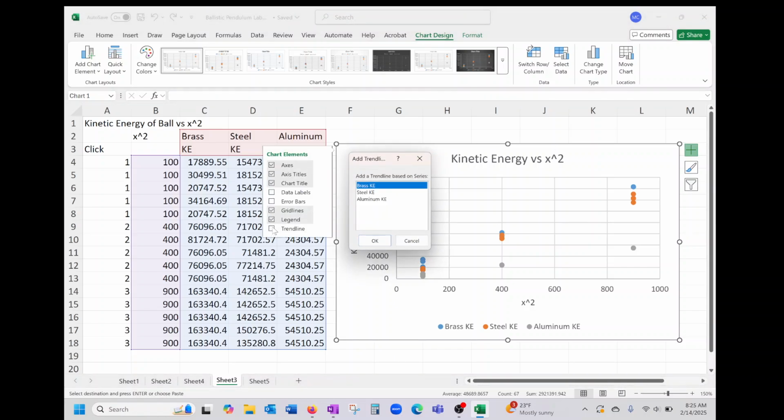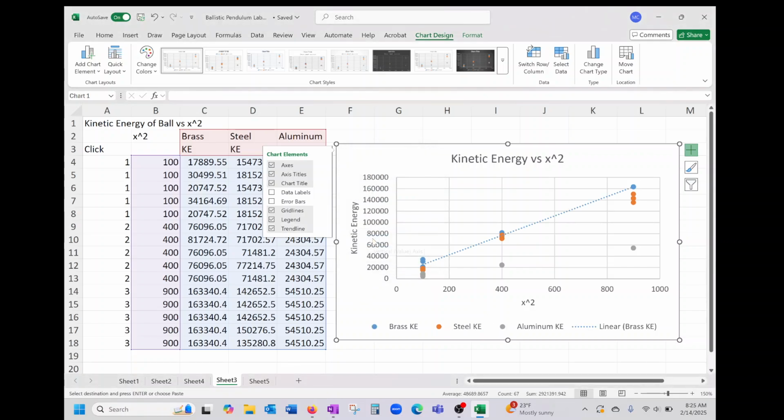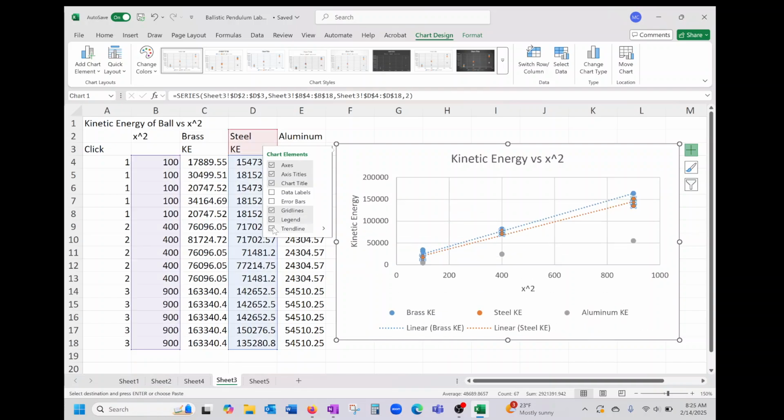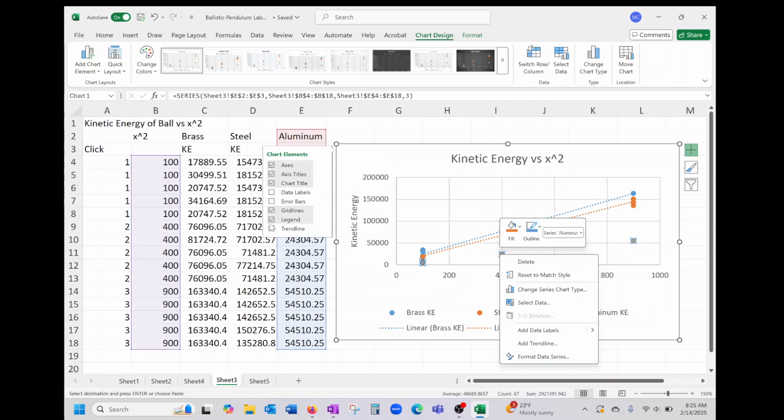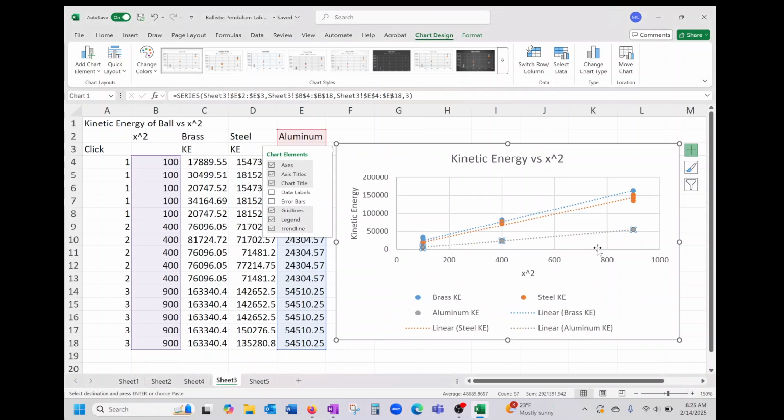So we're going to click trend line, and we're going to have to do this 3 times. So we'll start with the brass one, and then we're going to do a trend line. Let's see if I click on the orange points, we could do a trend line for that. And then, okay, yeah, we can just click on the points. You can click on the blue dot, get us one for that, and then click on the aluminum one and get a line for that.